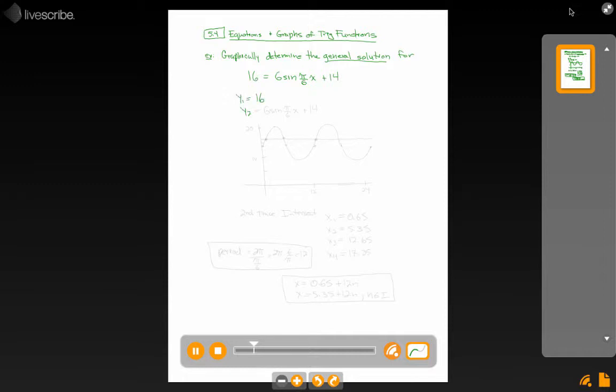y1 equals 16, y2 equals 6 sine (pi over 6)x plus 14. We want to make sure we graph it for at least one full cycle, if not a couple full cycles, since we are doing the general solution.